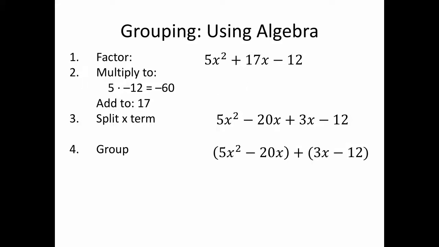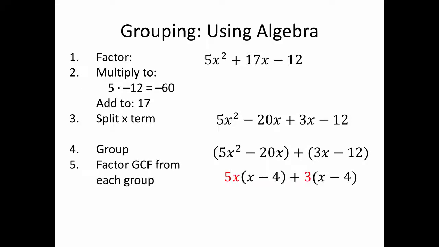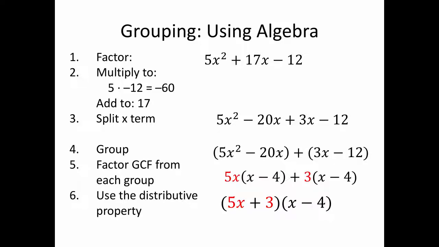We then group the first two terms and the second two terms, and then factor the GCF. The GCF of 5x squared and negative 20x is 5x. So that factors to 5x times x minus 4, plus the greatest common factor is 3, so that's 3 times x minus 4. And then if we just use the distributive property to factor the x minus 4 out, we get the result of 5x plus 3 times x minus 4.